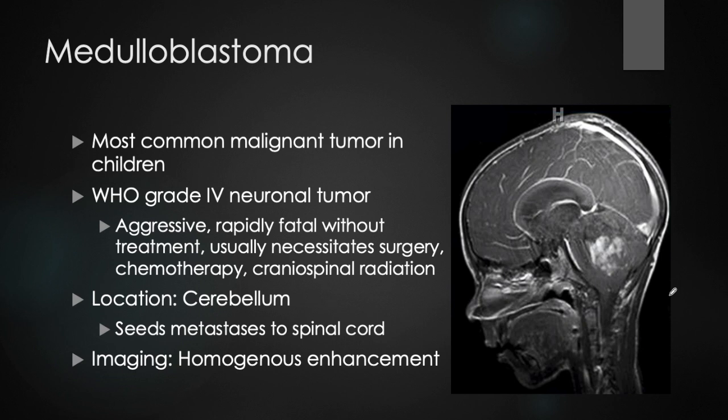They're rapidly fatal without therapy, but 5-year survival can be 60 to 80% with surgery, multi-drug chemotherapy, and craniospinal radiation. Unfortunately, childhood cranial radiation can be harmful to cognitive development. They're commonly located in the posterior fossa. Like ependymomas, they can also obstruct the fourth ventricle or the cerebral aqueduct and cause hydrocephalus.